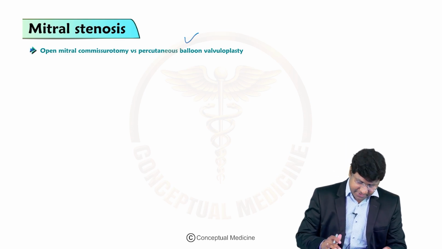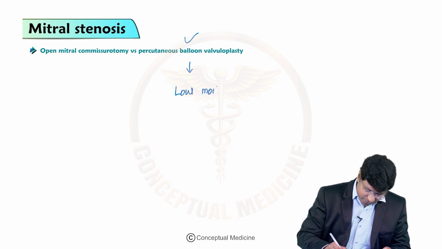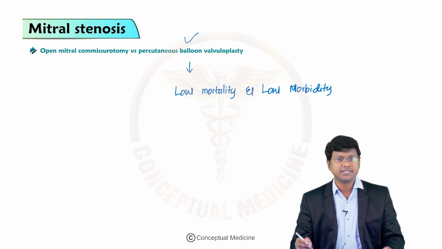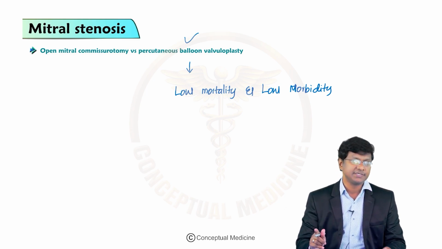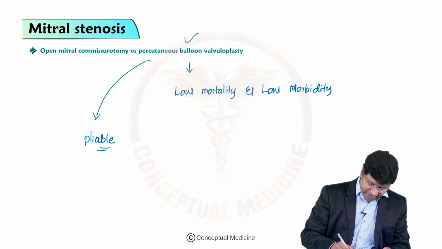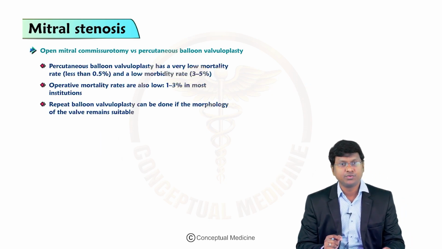Next, PBMV, that is percutaneous balloon mitral valvuloplasty. This PBMV has a very low mortality rate as well as low morbidity compared to open mitral commissurotomy. Operative mortality rates are as low as only 1 to 3%. Repeat balloon valvuloplasty can be done if the morphology of the valve remains suitable. PBMV is usually done only if the valves are pliable.